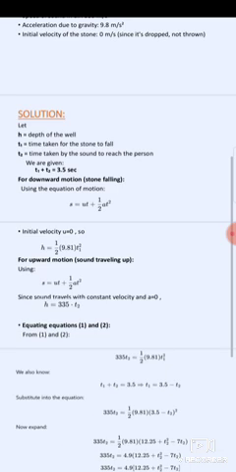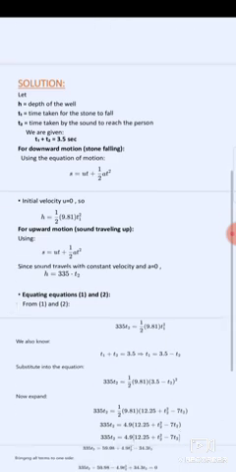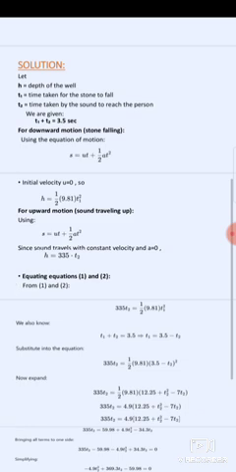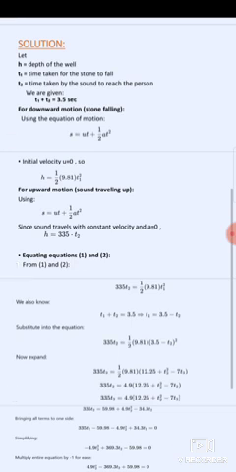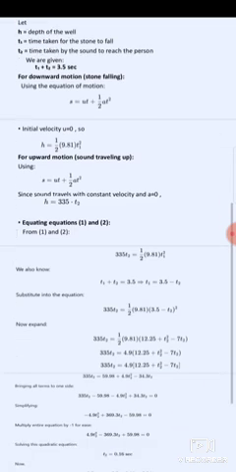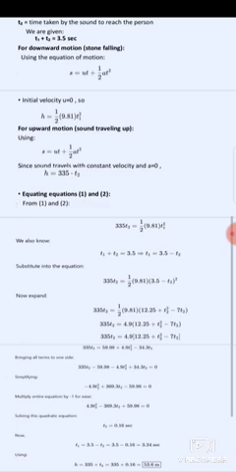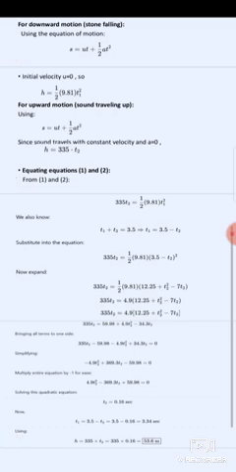For downward motion, the stone falling, using the equation of motion s equals ut plus 1 by 2 at square. Initial velocity u is equal to 0. So h is equal to 1 by 2 into 9.81 into t1 square. For upward motion, sound traveling up, using s equals ut plus 1 by 2 at square. Since sound travels with constant velocity and a is equal to 0, h is equal to 335 into t2. Equating equations 1 and 2.